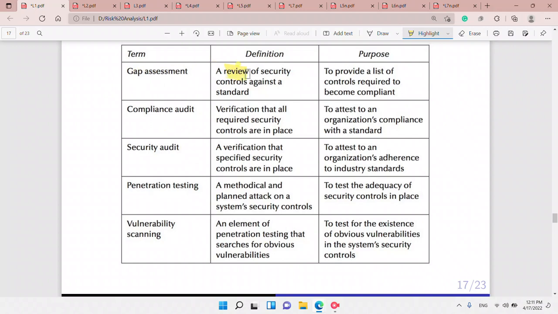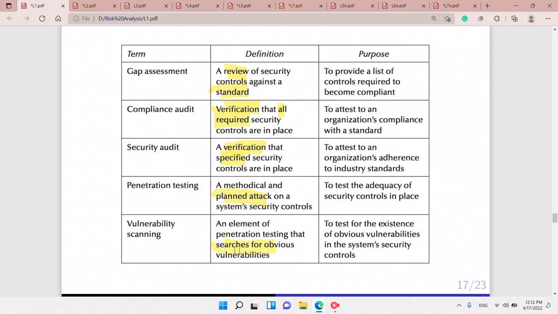So the gap assessment is a review of security controls against a standard, and a compliance audit verifies, because an audit involves verification that all required security controls are in place. A security audit verifies that specified security controls are in place. So here, specified security controls; there, all required security controls. When all of them are met, then we comply. A security audit is more specific. Penetration testing is a planned attack. And vulnerability scanning is a search for vulnerabilities.